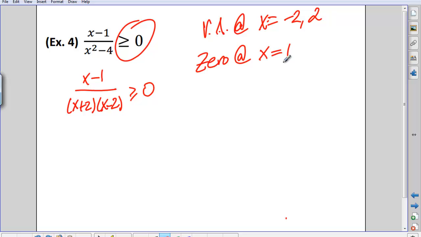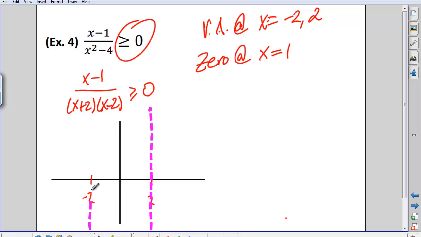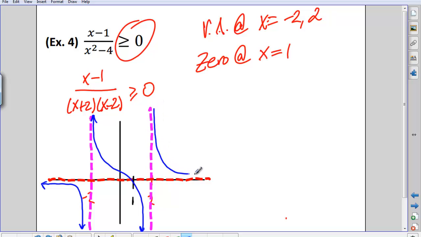Now this is all information we're going to need when we start piecing together the solution set of this inequality. So again, vertical asymptotes at -2 and at +2. We do have a horizontal asymptote at the x-axis, and then we do have an x-intercept at 1, and so the shape we're dealing with here looks something like this.